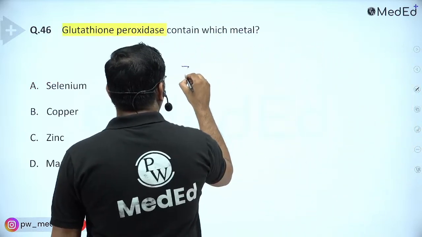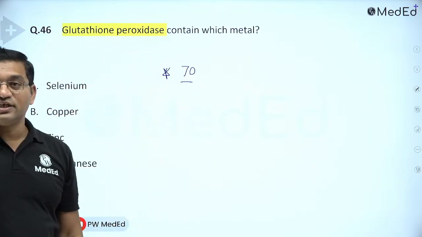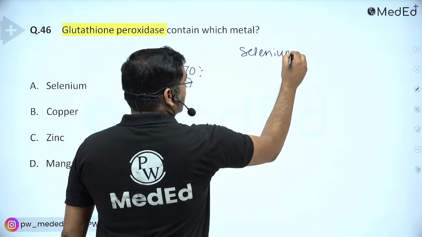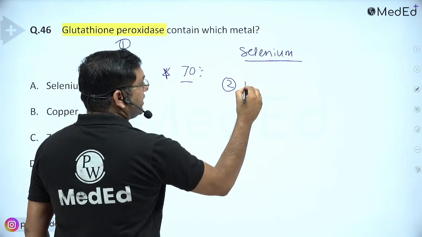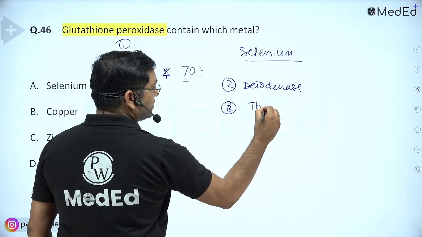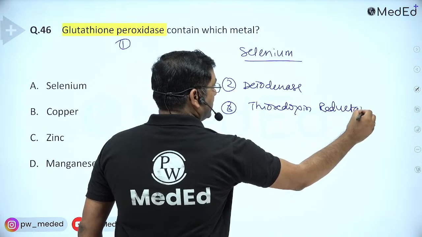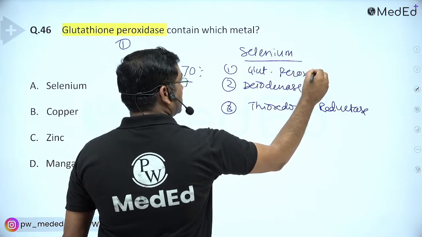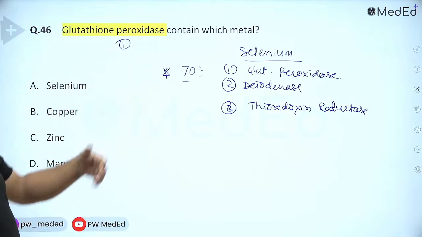Now the important point number 70. Glutathione peroxidase contains which metal? Selenium. It is important in three enzymes. One is glutathione peroxidase. Second is the deiodinase. And third is the thioredoxin reductase. So this is important: selenium is important in glutathione peroxidase.